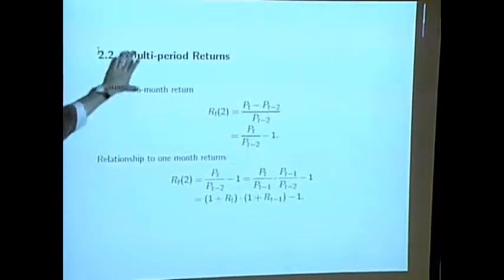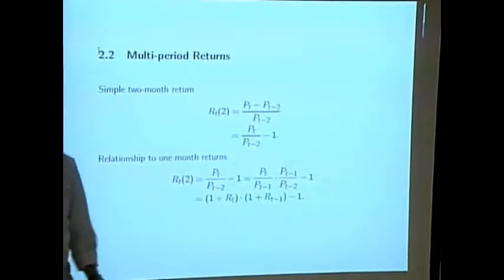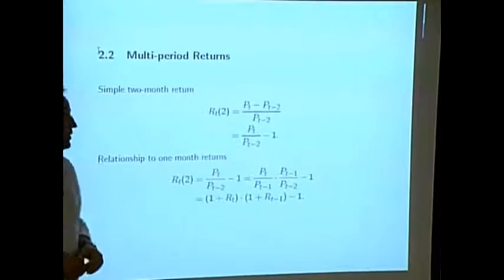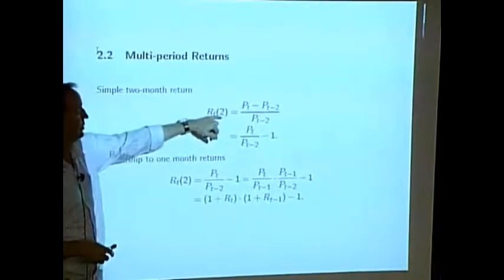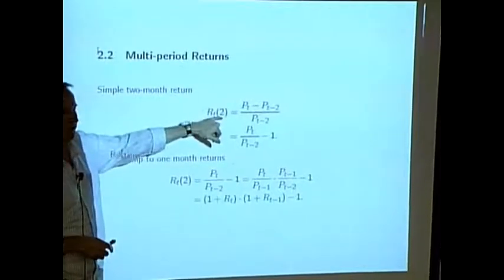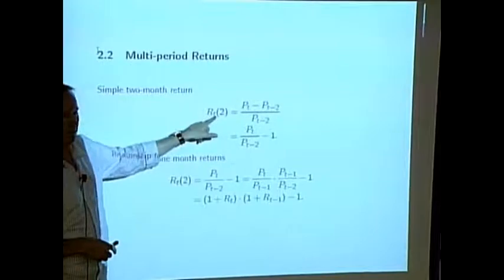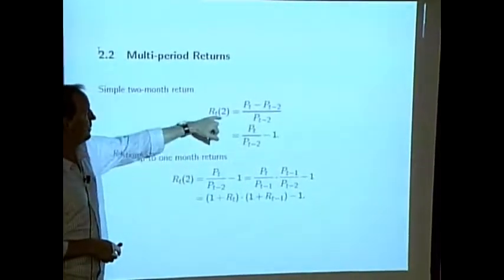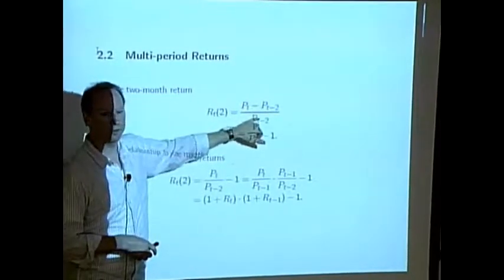Now, let's look at multi-period returns. Let's say our horizon is not 1 month, but we have a 2-month investment horizon. What is the rate of return over a 2-month investment horizon? So now I use this notation R_t(2). This means I have a 2-month rate of return. That's what this notation means. What's the 2-month rate of return? Well, it's the percentage change in price over 2 months.